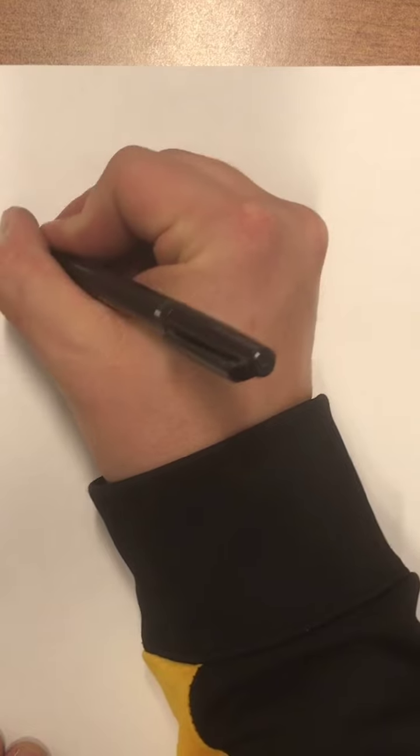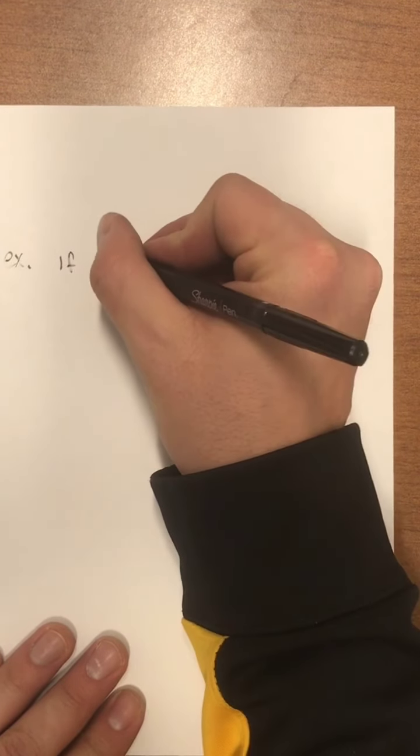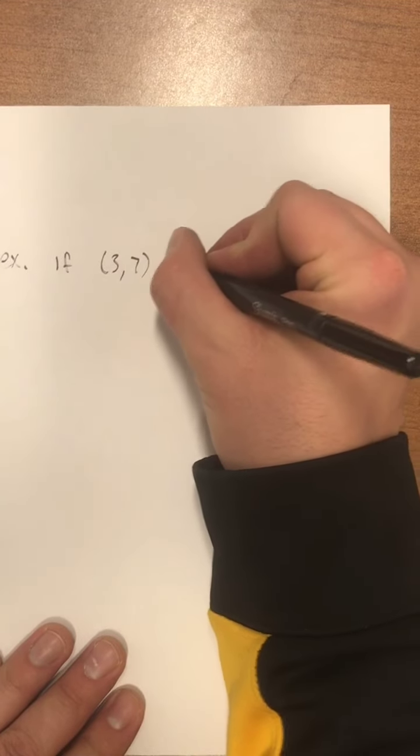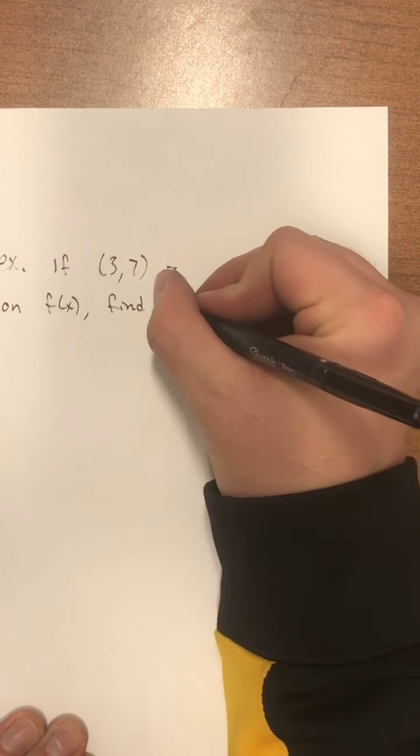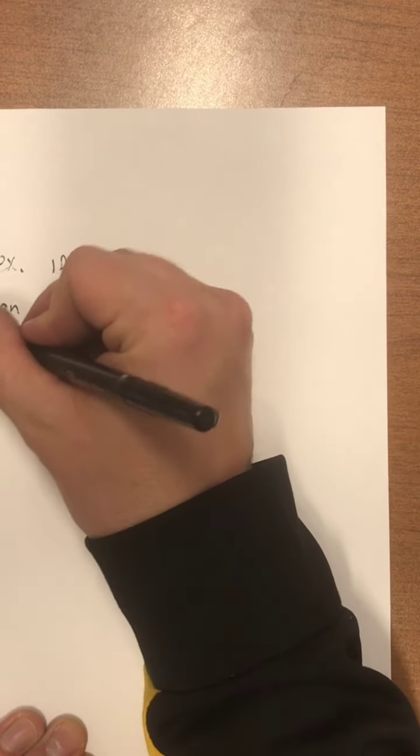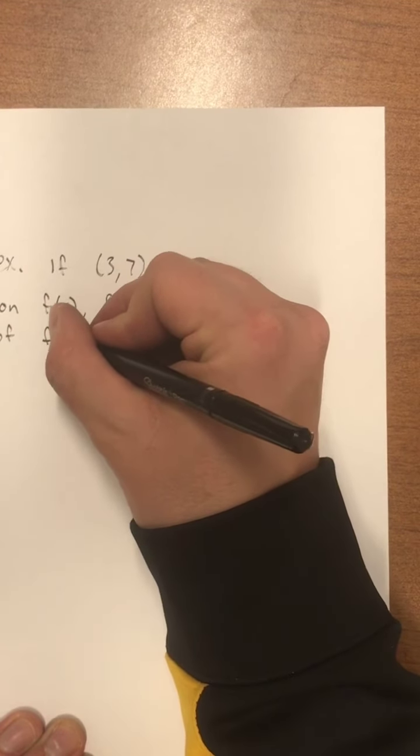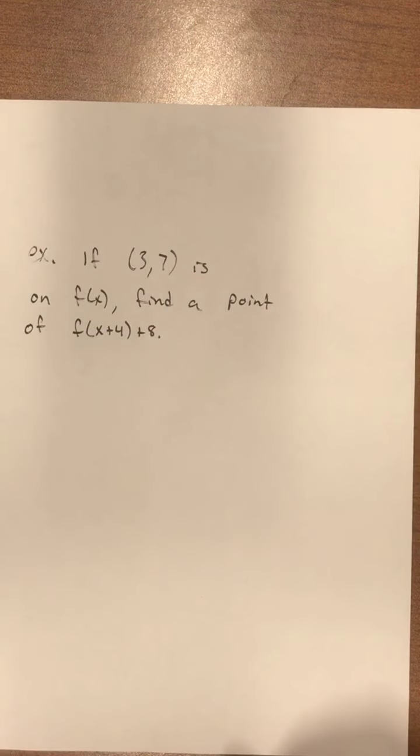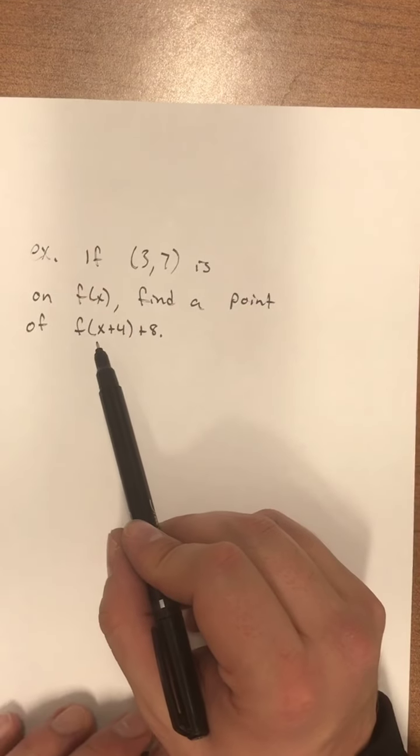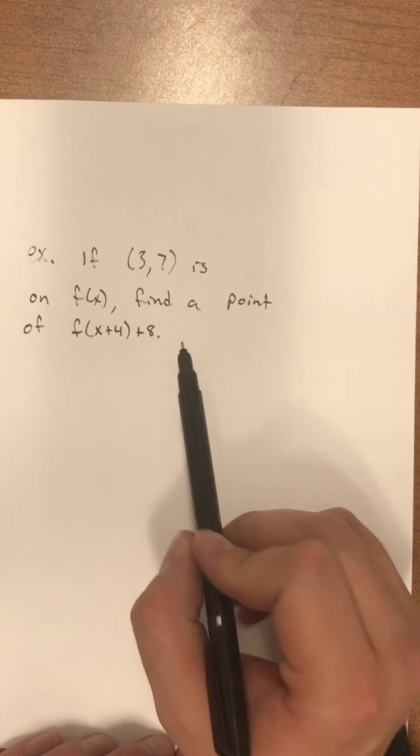Okay, so the first question is, if we know that an ordered pair is on the graph of f of x, let's find an ordered pair on f of x plus 4 plus 8.